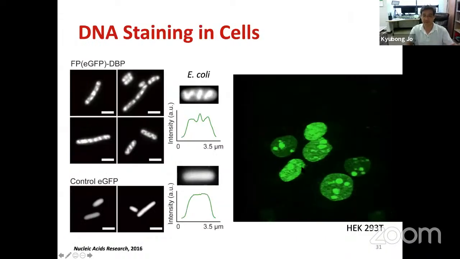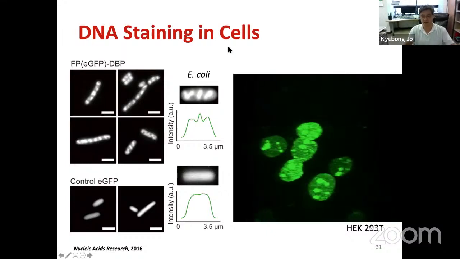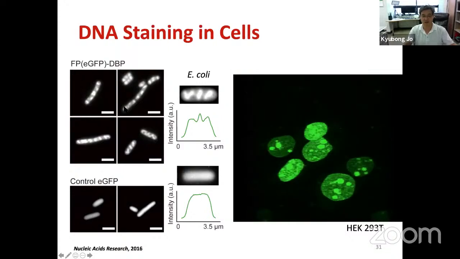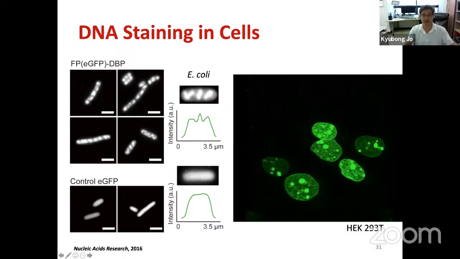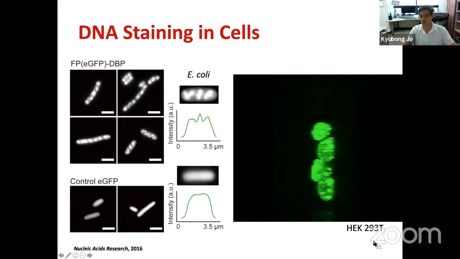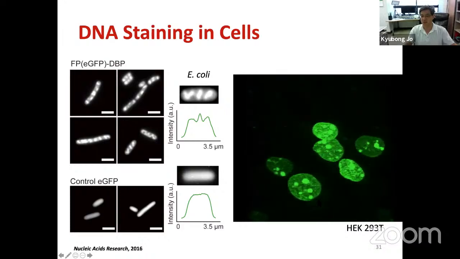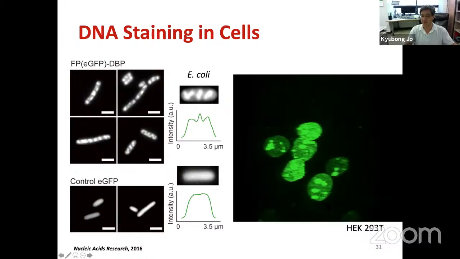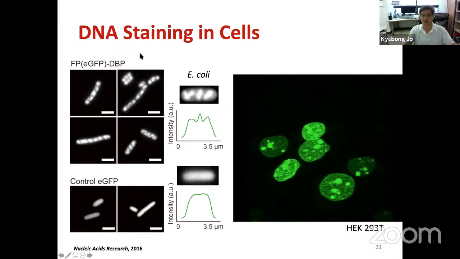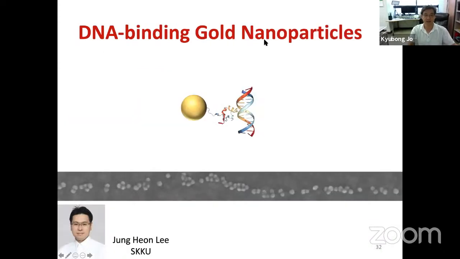And in addition, we used this for staining cells. This is a bacteria, and compared to the control experiment, we were able to see the DNA localization in some spots of the bacteria. And this is the human cell, HEK293T cells, and we can see the nucleus. Inside the nucleus, there are some aggregated parts of the DNA molecules. So we believe that is the visualization of DNA inside of the cell.